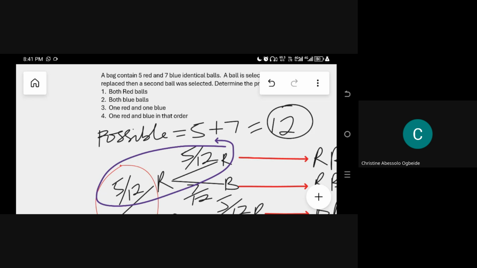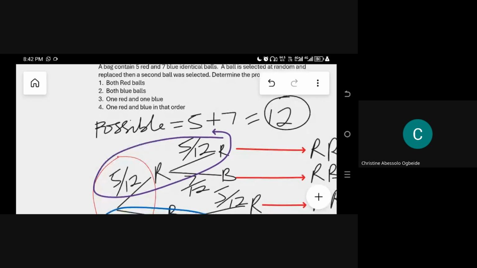But if it comes in the case of number four, one red and one blue in that order, it means that the first is red and the second is blue. So you don't need to say or, no. The first is red and the second is blue because it said in that order. We've done something like this before.